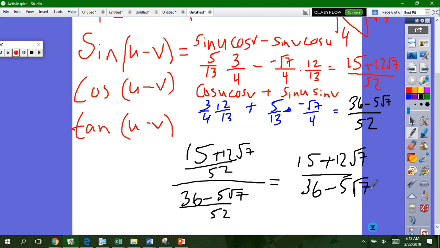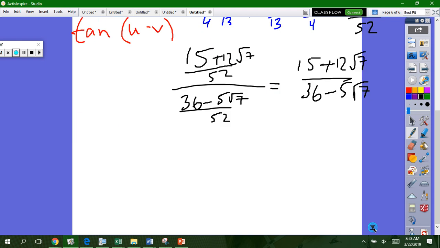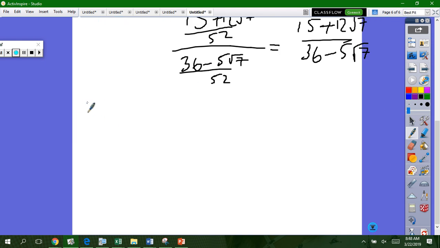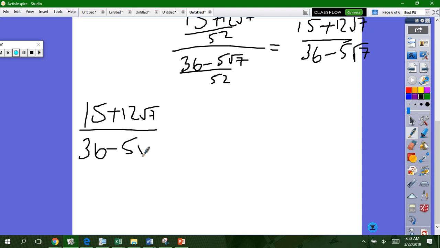Are we done? Why am I not done? Do we like square roots in our denominator? Those little sons of biscuits. Okay, so I'm going to have to times by its conjugate. Whew. What's its conjugate?